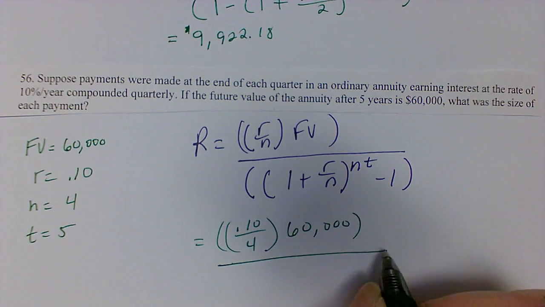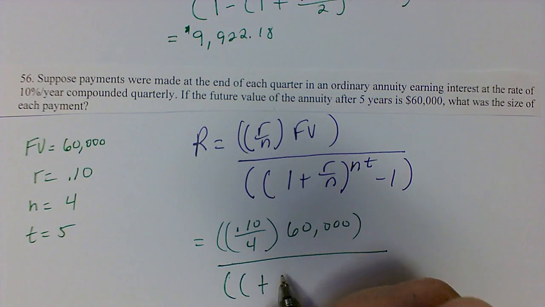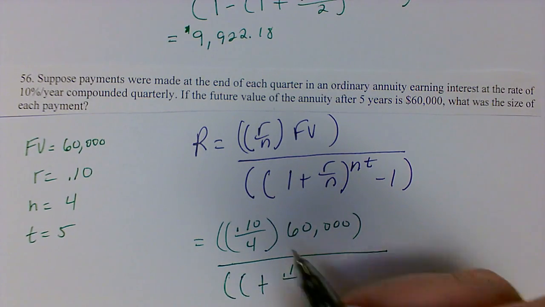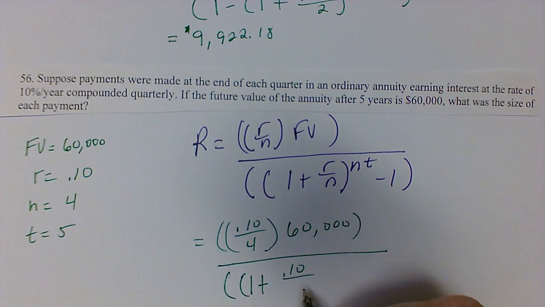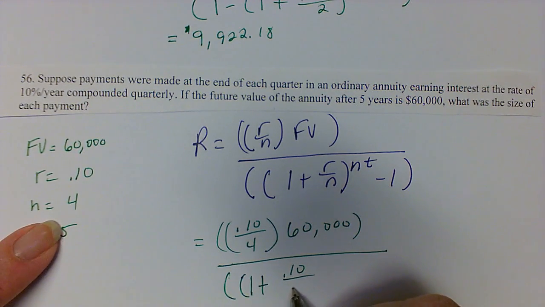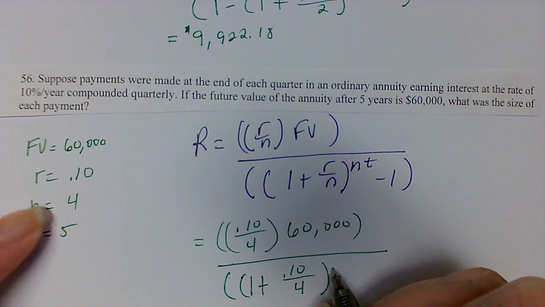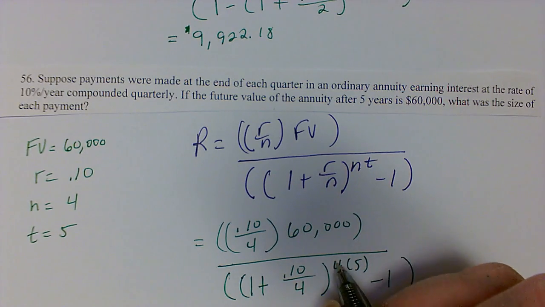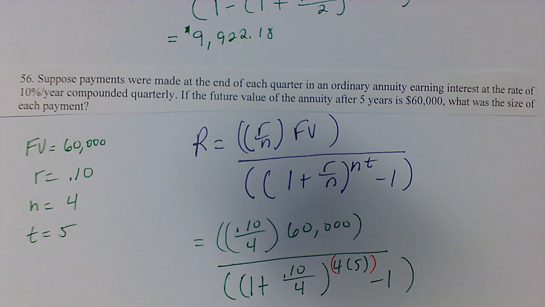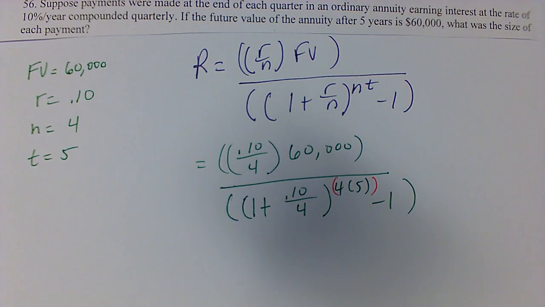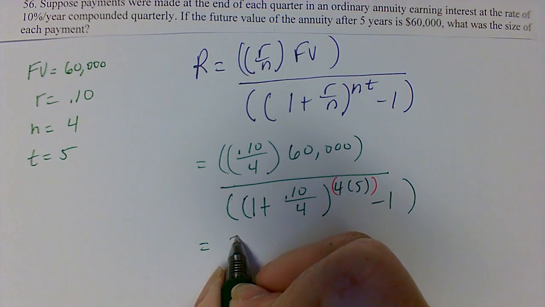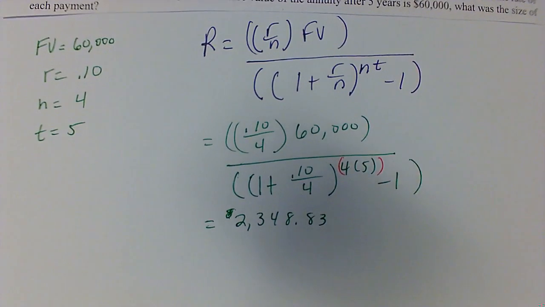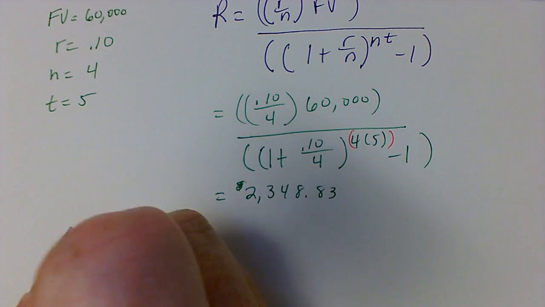Plugging that all into parentheses, over 1 plus our R, which is 0.10. It should be a 1. It should be good right there, sorry. Over our N, which is 4, raised to the 4 times 5, minus 1, closing our parentheses here. And remember, if you have a TI-83 or 84, you need to plug in an extra set of parentheses there. When you plug that in, you will get a payment of $2,348.83.